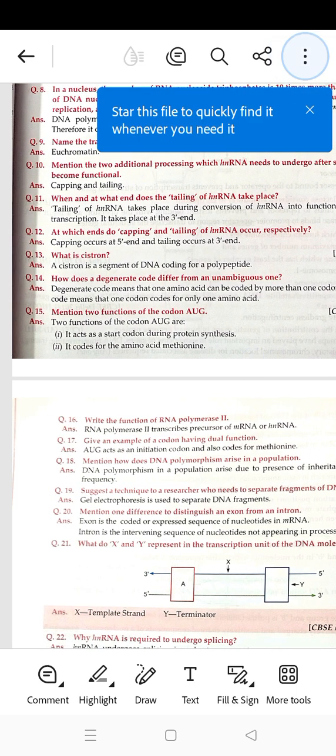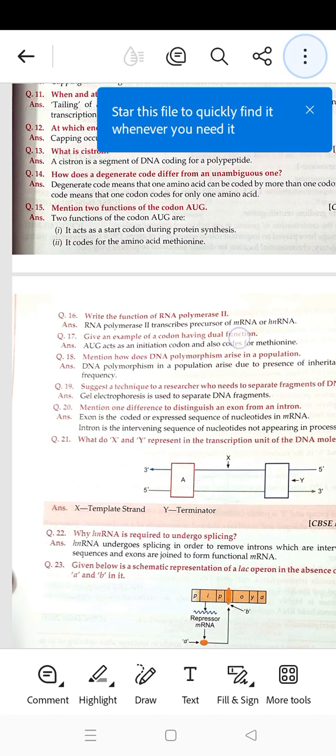Now next, question number 15. Mention two functions of the codon AUG. The answer is: two functions of the codon AUG are, first, it acts as a start codon during protein synthesis. Second, it codes for the amino acid methionine. Next question, number 16.